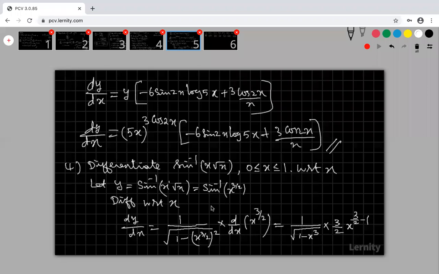Are you clear? Now simplify this. What is my 3 by 2 minus 1? My 3 by 2 minus 1 means half. This is half. Okay, so therefore my answer is 3 root x, since x power half means root x. So 3 root x divided by 2 into root over 1 minus x cube. That's all. This is the answer.